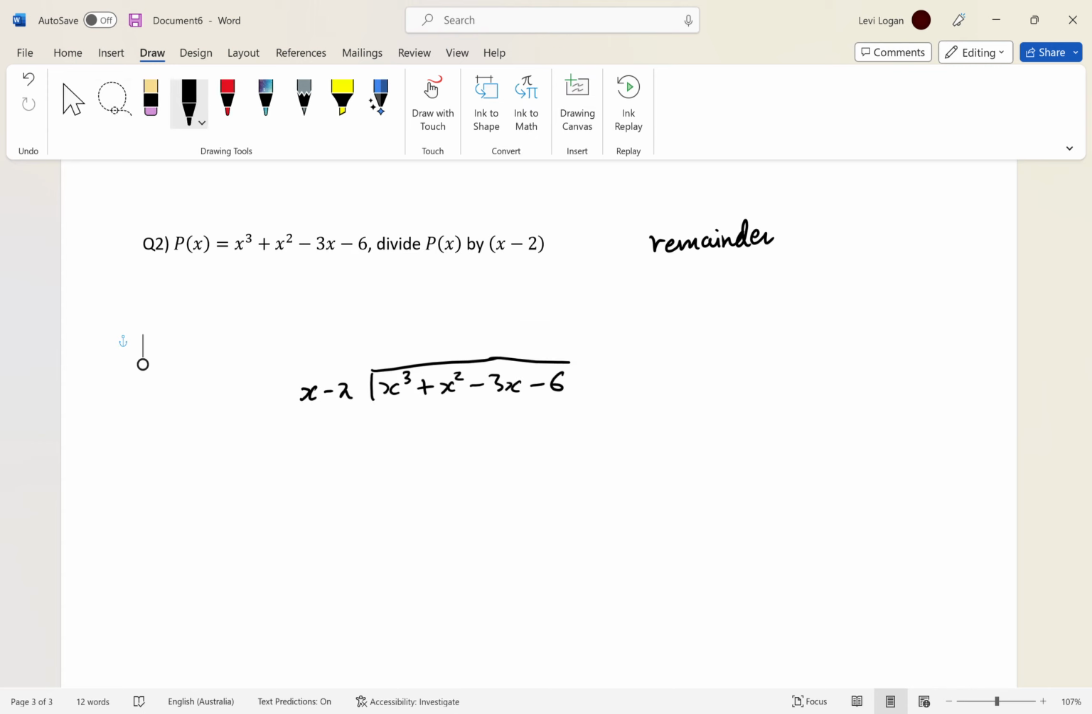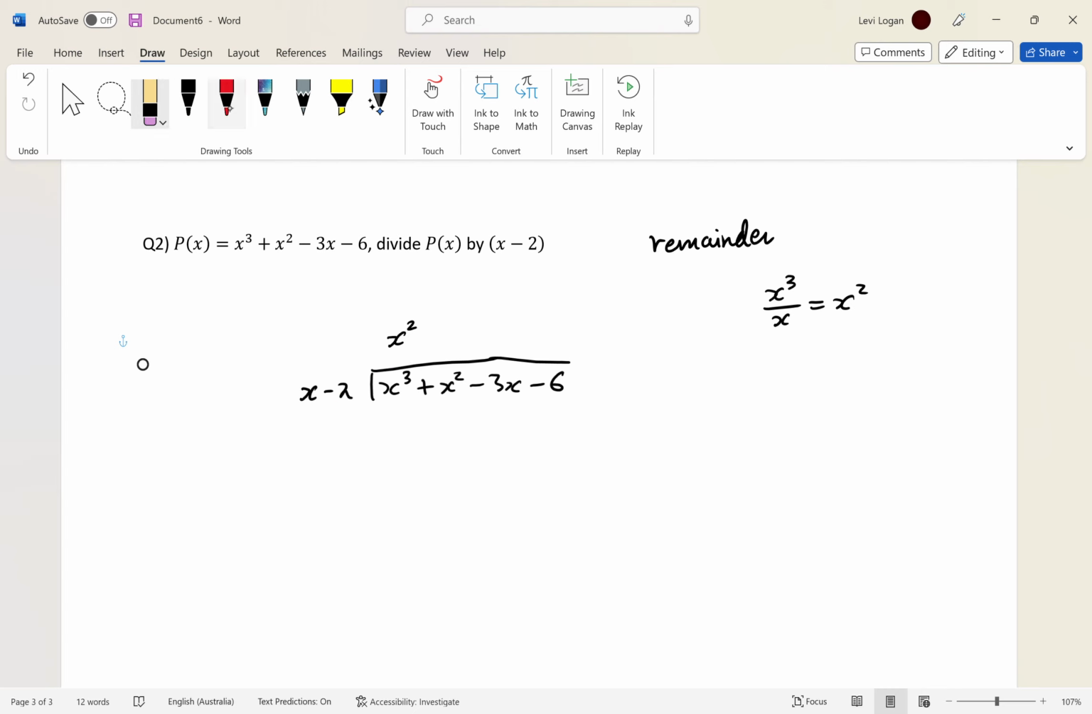Alright, straight at the back. Whatever we have here, divide this by this term. So we're going to have, I'm just going to write this over here, x cubed divided by x is x squared. So put this up here. So we're going to have x squared, right?